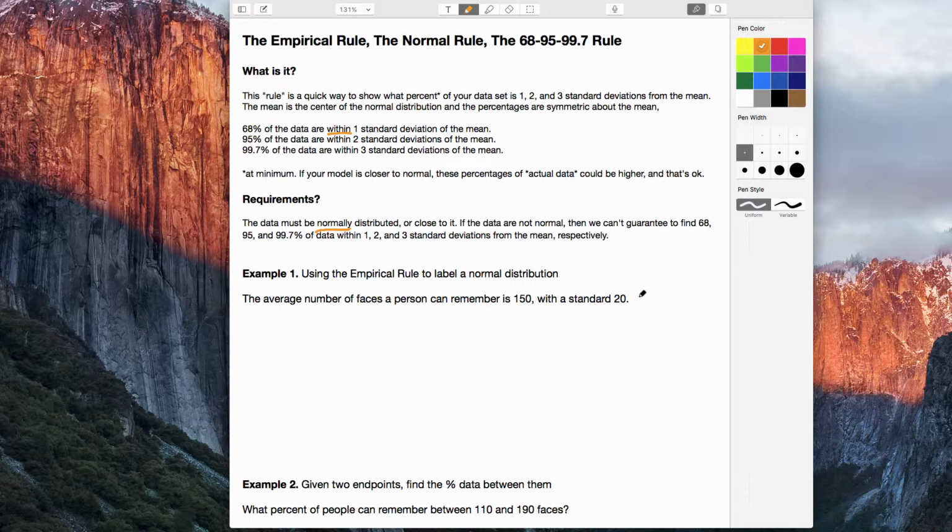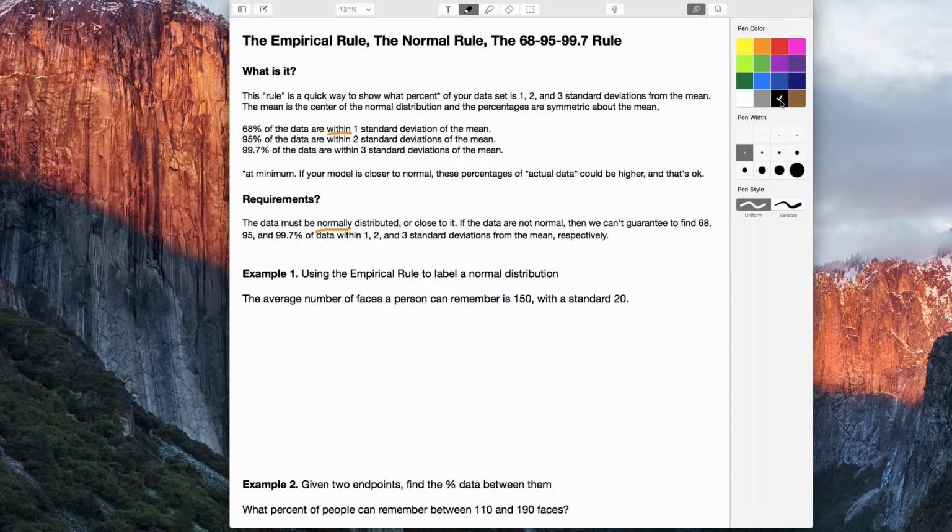We're going to use the fact that on average, the number of faces a person can remember is 150 with a standard deviation of 20. This data came from some facts that I saw online, and specifically they were referring to Christmas cards and how many Christmas cards people were sending out, because you have to remember those people, and on average is about 150. The 20, the standard deviation, I just made that up.